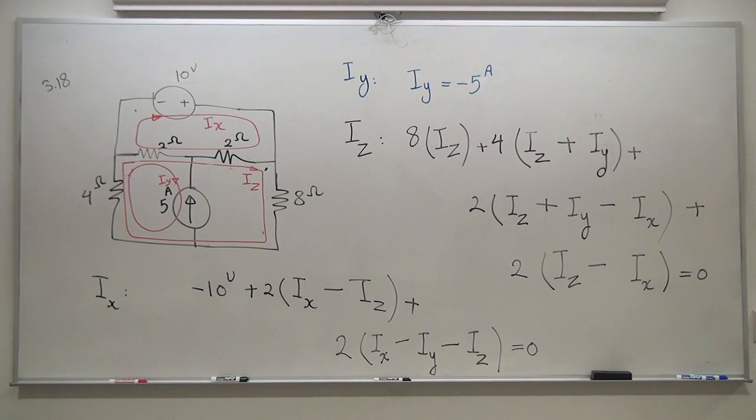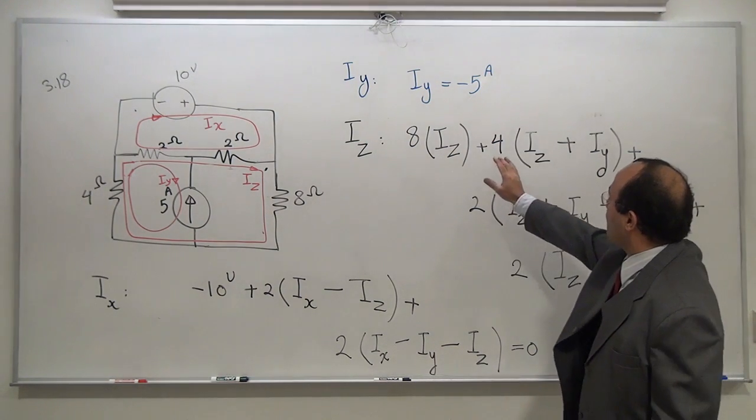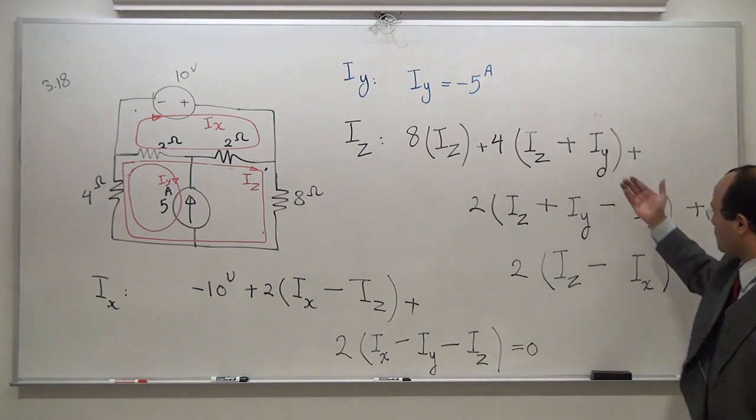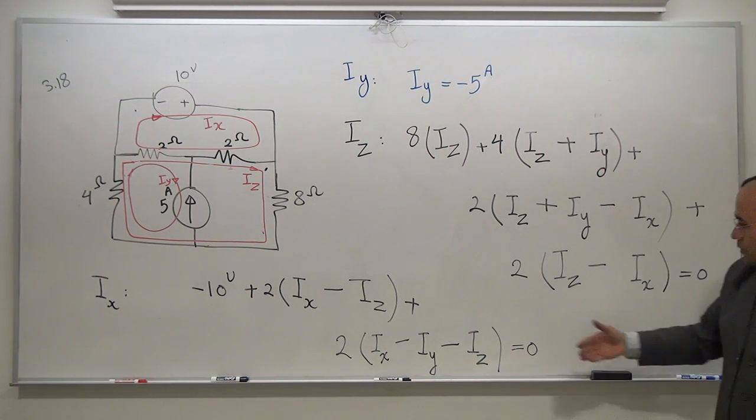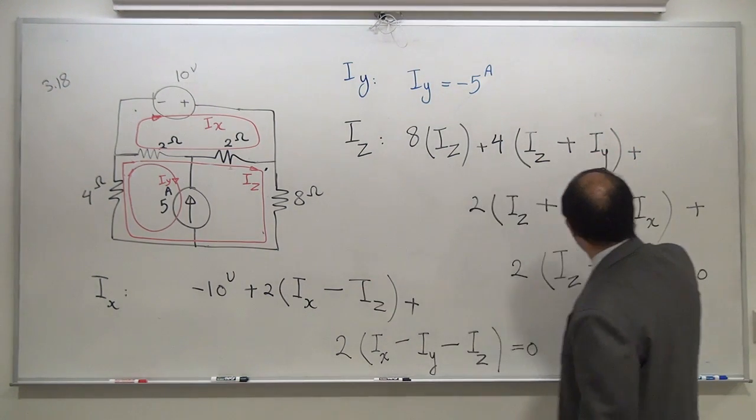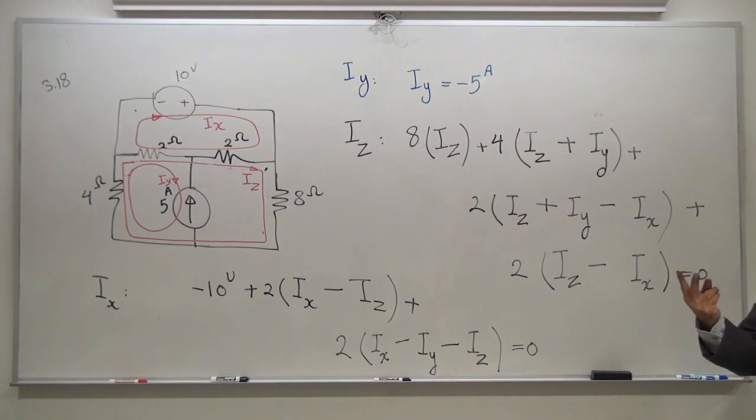That's how we write the equation for the supermesh. I want to do one more supermesh and then close this topic of chapter 3. The next stage is to replace Iy with -5, and please remember to put -5 in a bracket. It's going to end up having 2 equations, 2 unknowns.